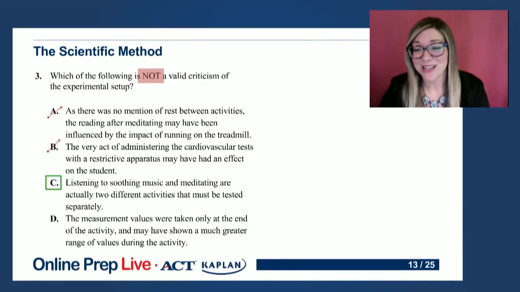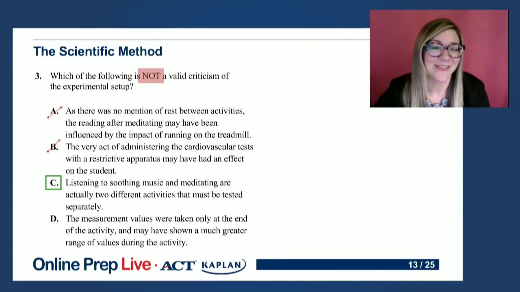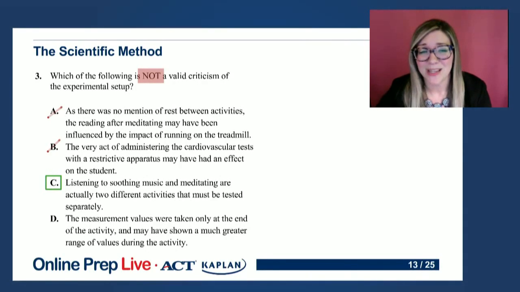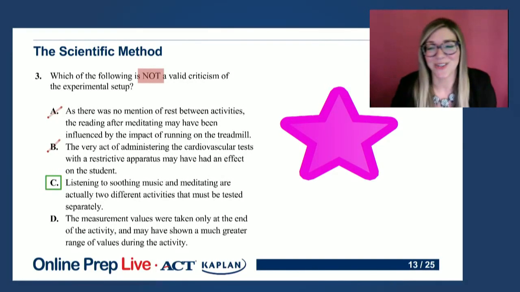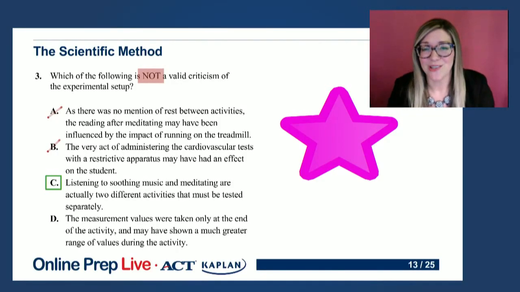Absolutely. All right, I'm pretty pumped about this. A lot of you guys were all about answer choice C, so I'm giving you the first pink star of the night. It is my favorite. Awesome, awesome job on question 3. We're going to see lots more questions and hopefully lots more pink stars. So let's take a look.